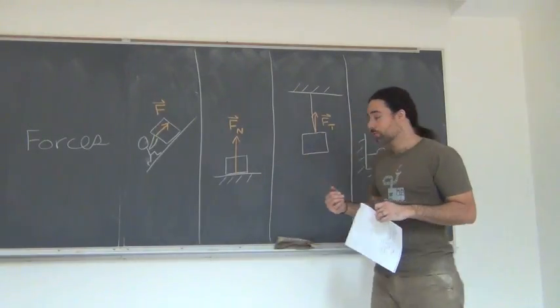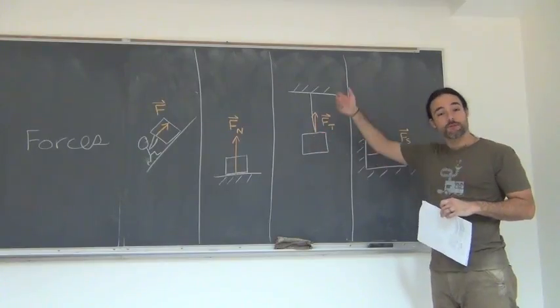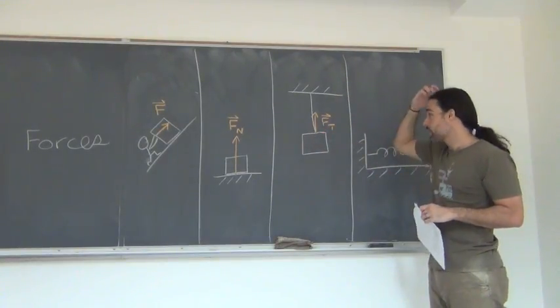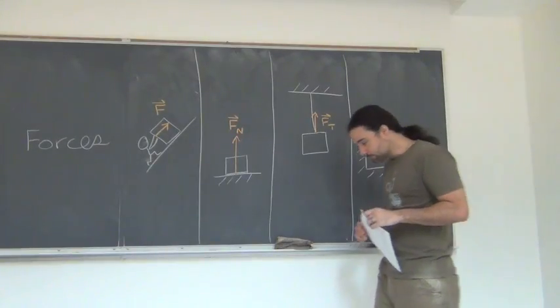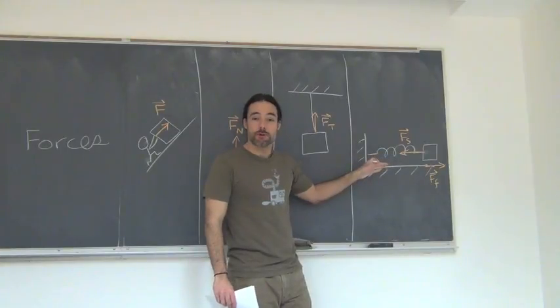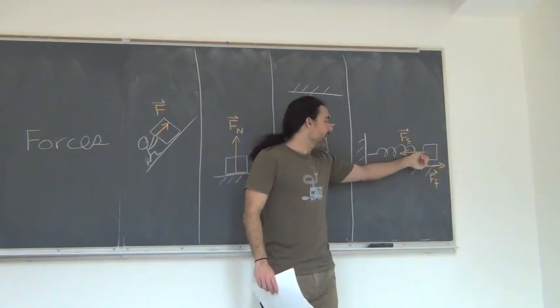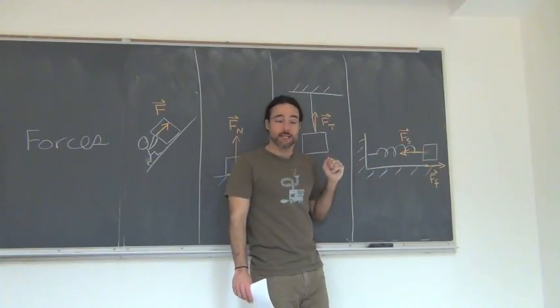That's the normal force. We've talked about the force of tension. If I hang a block from a string, from the ceiling, there's tension in the string that's pulling up on the block. We've talked about the force caused by a spring, so that if I attach a box to a spring, the spring is going to pull back with some elasticity.